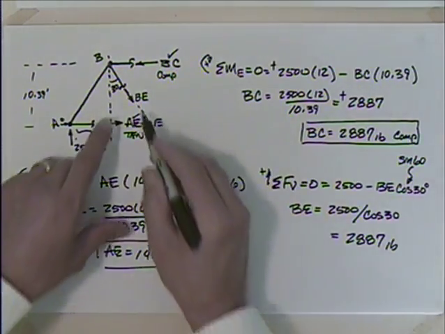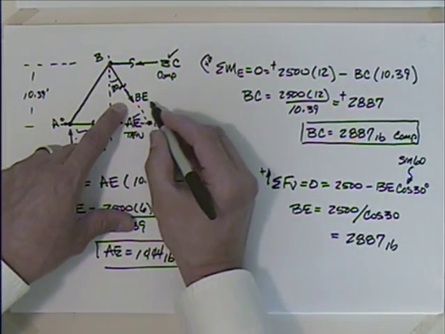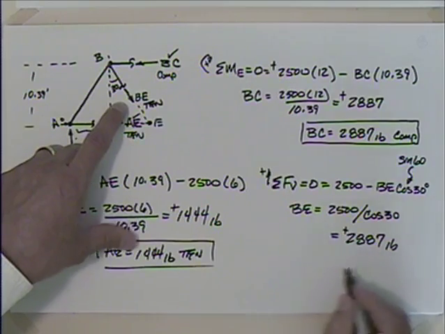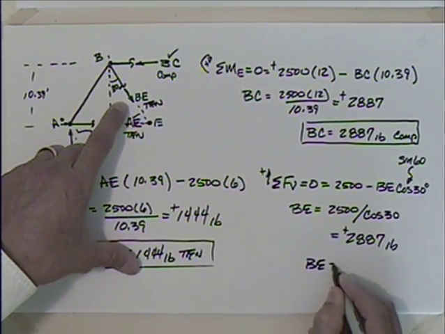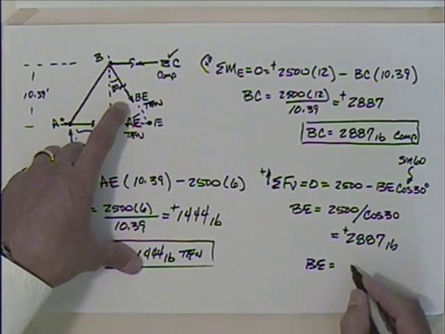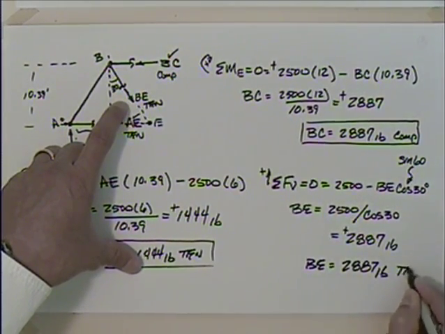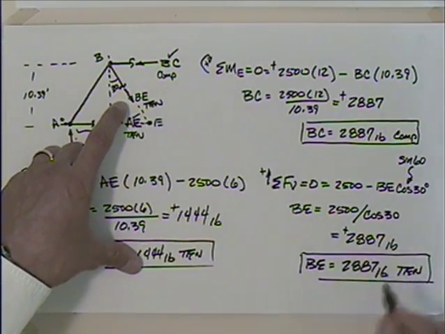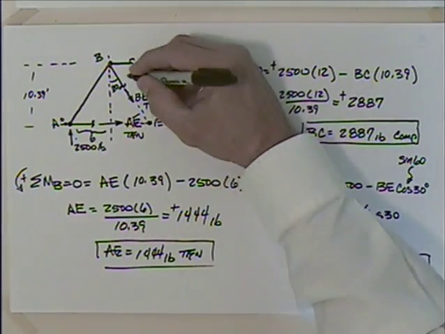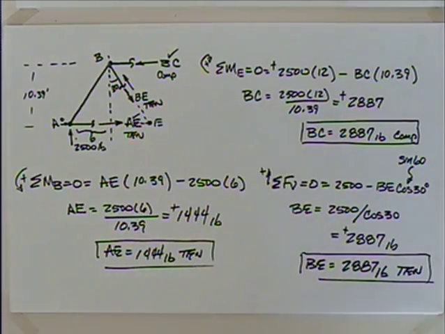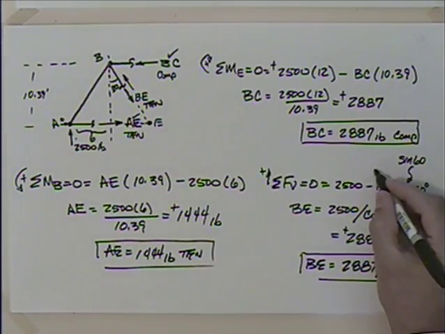And again, we drew BE in tension, so that was in tension. It's positive, so that indicates that BE is definitely going to be 2,887 pounds in tension, because we got a positive. We drew it in tension, we got a positive number. Now, I had started to draw it in compression. What if I had drawn it in compression? Well, let's see, what would have happened? We would have had a positive number here, wouldn't we?